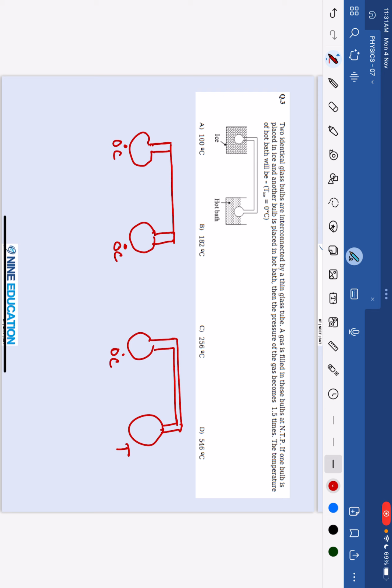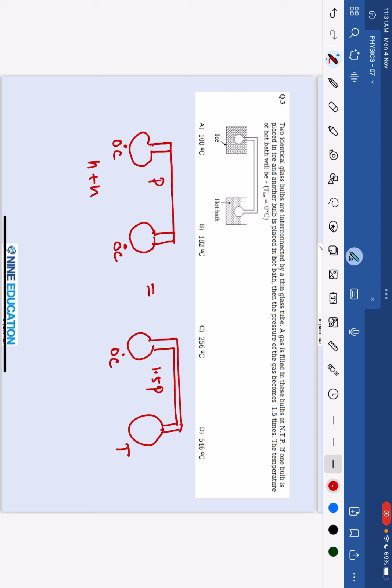So they are saying that the pressure is increasing, it is becoming 1.5 times of condition 1. The temperature of the hot bath will be? So we are able to understand one thing. Initially, whatever is the number of moles, finally also the number of moles will remain the same, or the molecules, because we are able to see that pressure is changing, temperature is changing, but the number of molecules or moles will remain the same.